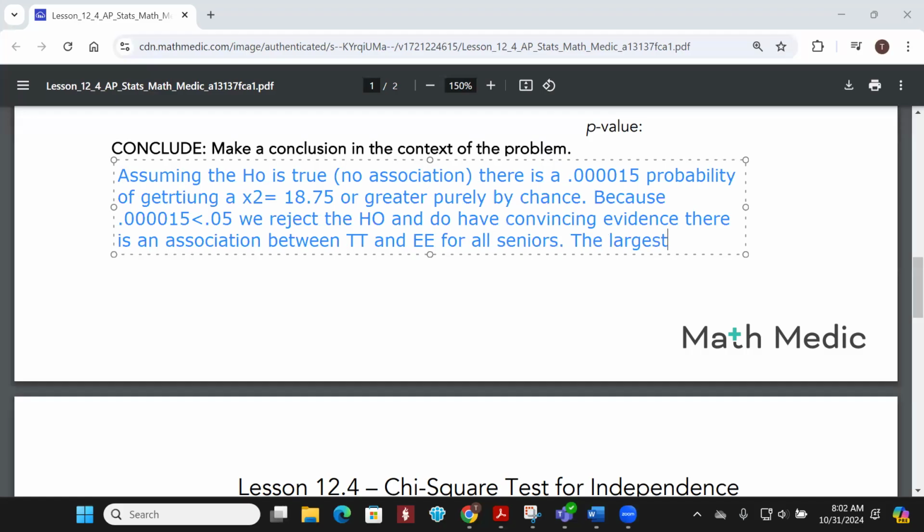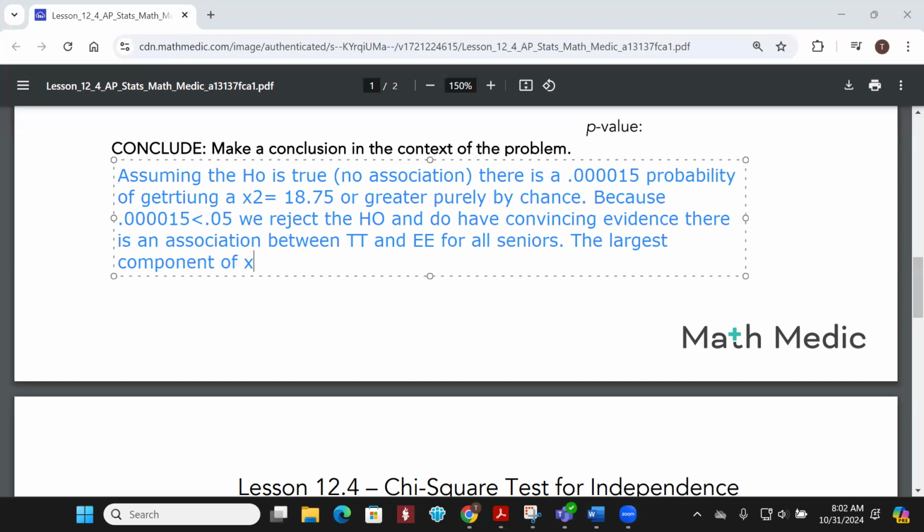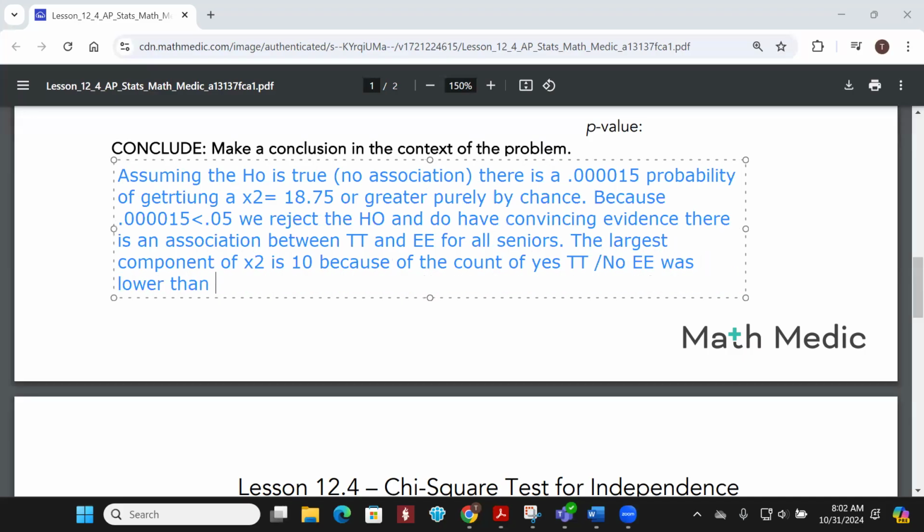The largest component of chi-squared is 10 because the count of yes, Taco Tongue, no, Evil Eyebrow was lower than expected.